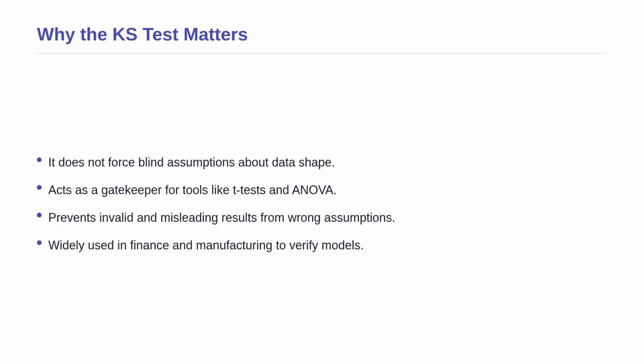So why do we go through all this effort? The Kolmogorov-Smirnov test is incredibly important because it does not force us to make blind assumptions about our data. Many powerful statistical tools like the t-test or ANOVA strictly require the data to follow a normal bell curve. If that assumption is wrong, the results are completely invalid. The KS test acts as a crucial gatekeeper, allowing researchers to verify the shape of their data first. It is widely used in fields like finance to check risk models, or in manufacturing to ensure parts match specifications.